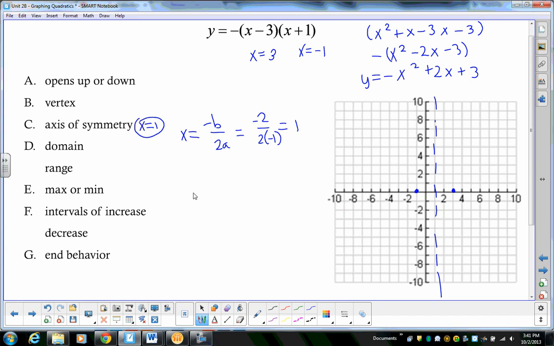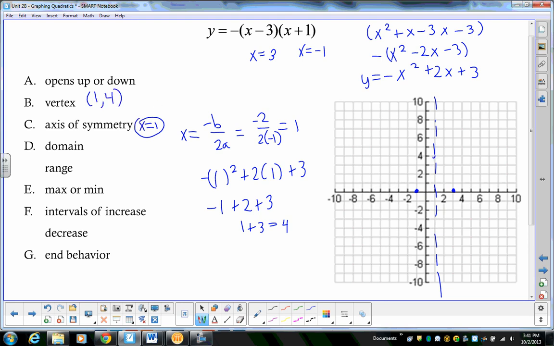Now, if you remember, once I have the x, I can plug it in to get the y. So I could plug it into either form. I should get the same thing. I can plug it into the factored form if I want, or into the standard form. So I have -1 squared plus 2 times 1 plus 3. So remember, order of operations, this is 1 squared and then a negative. So I end up with -1 plus 2 plus 3, or 4. Okay, so that means my vertex is 1, 4.